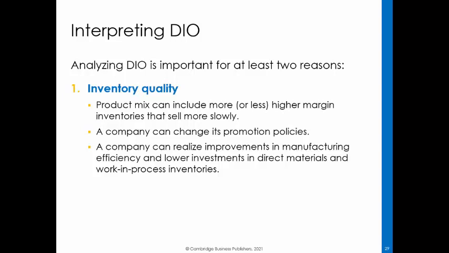Some explanations for higher or lower days inventory outstanding can include that the company has changed its product mix to higher margin inventories that sell more slowly. A company can change its promotion policies. Increased effective advertising is likely to decrease days inventory outstanding. A company can realize improvements in manufacturing efficiency and lower investments in direct materials and work in process inventories. Such improvements reduce inventory and consequently decrease days inventory outstanding.